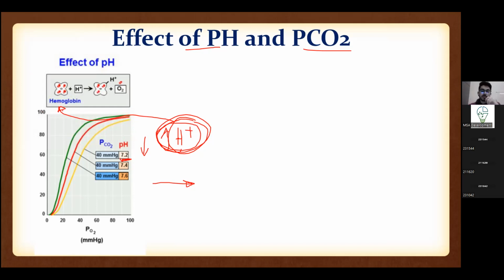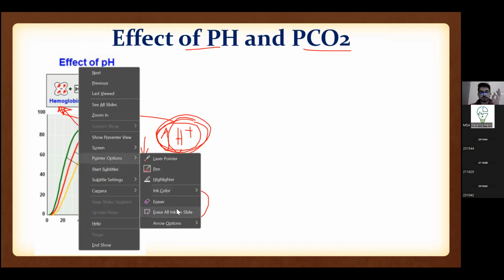What about in case of alkalosis? In case of alkalosis or an increase of pH, we're going to see a shift to the left. A shift to the left means again that there is an increase of affinity. How does that happen? In case of alkalosis, you're going to have less H plus in blood, and when you have less H plus in blood, we're going to have less H plus binding to hemoglobin. And when you have less H plus binding to hemoglobin, the affinity of hemoglobin to O2 is going to increase. That's it about the pH.